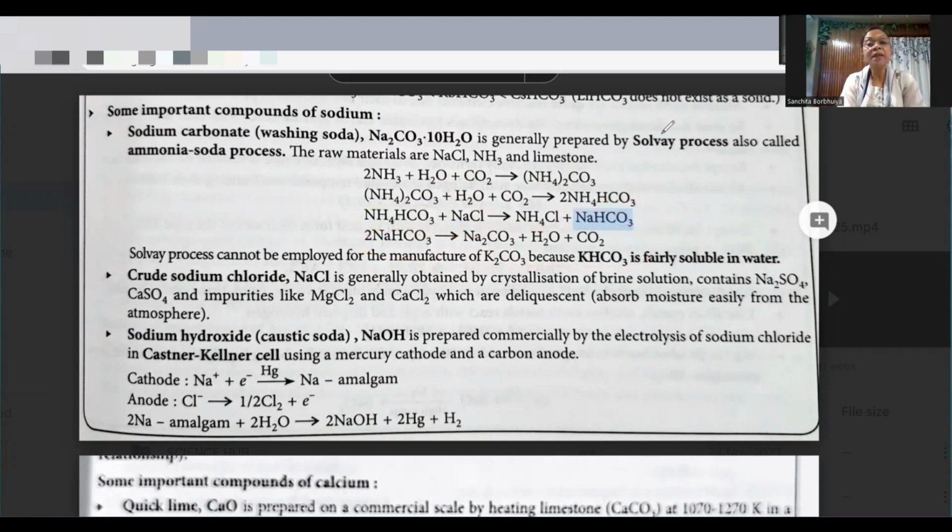The sodium carbonate can be combined with 10 molecules of water to give your sodium carbonate or washing soda, which is Na2CO3·10H2O.